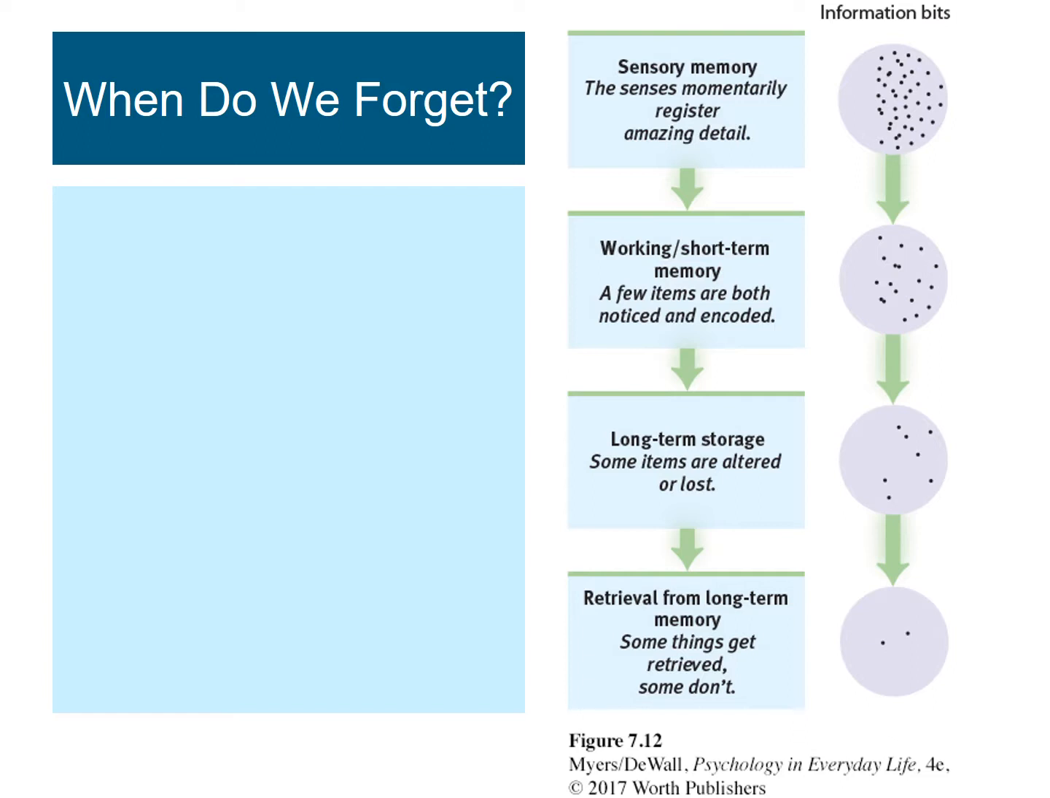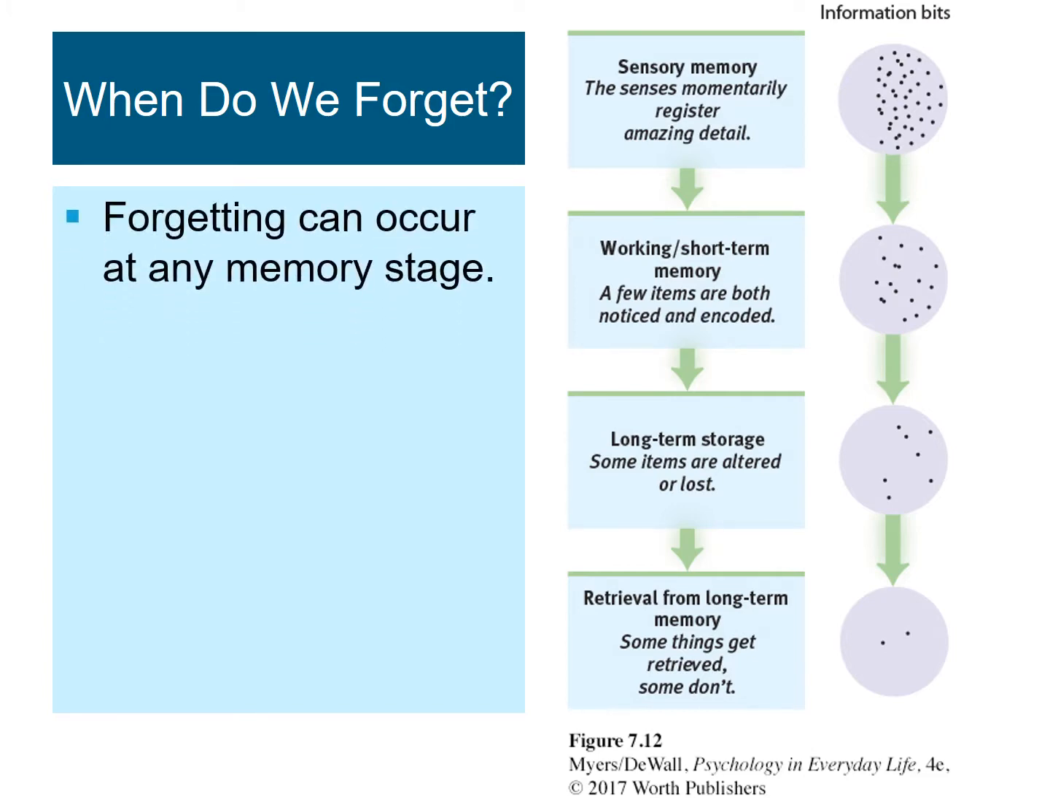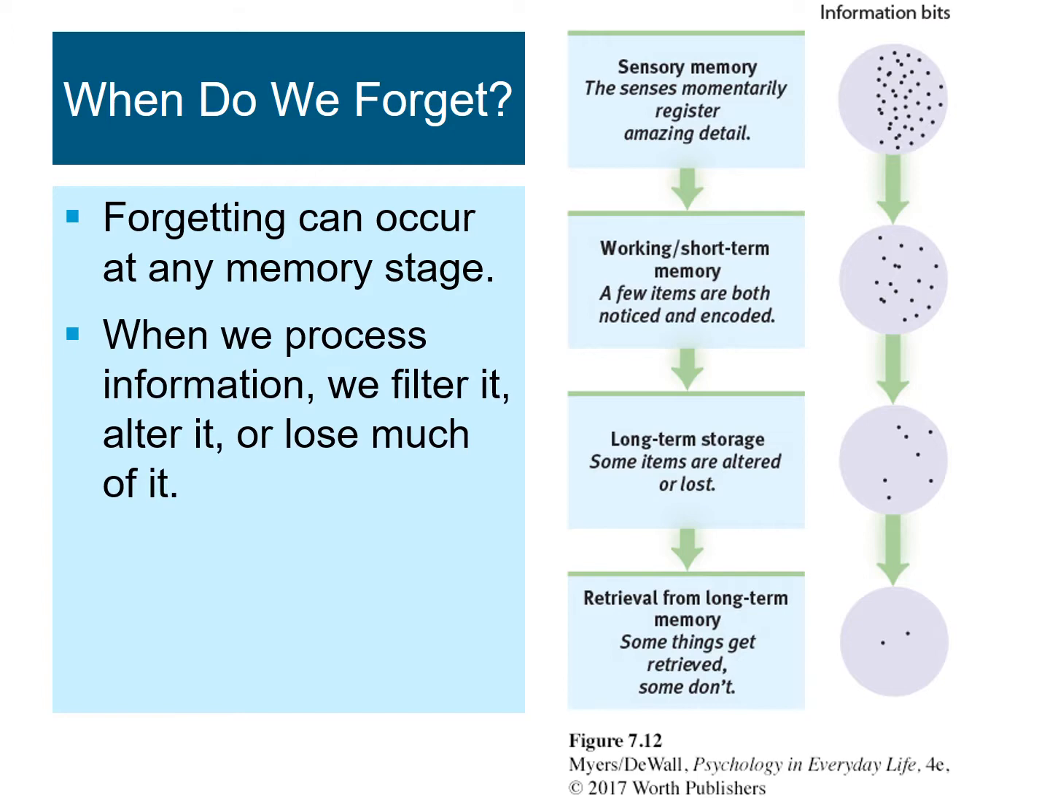And next, the third box, short-term storage: some items might be altered or lost just because your brain decides, well, that wasn't something I needed to keep track of. Retrieval from long-term memory: some things get retrieved and some things don't. It's just the associations are harder to get to. So forgetting can occur at any of these stages. When we process information, we filter it, we alter it, or we lose much of it.